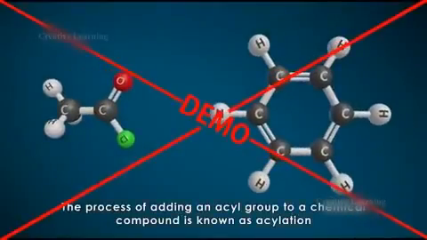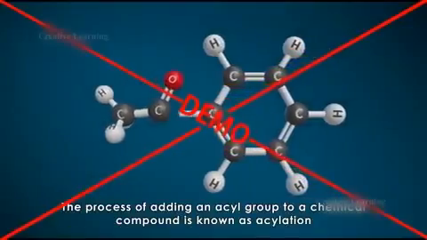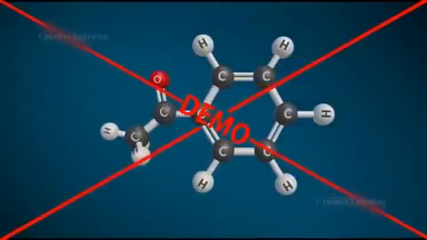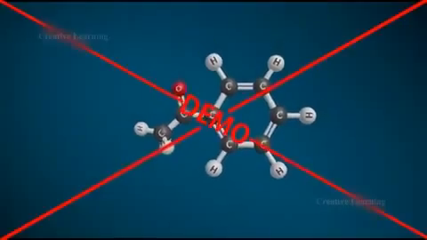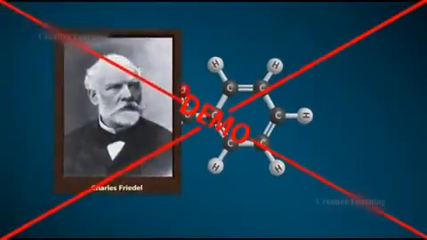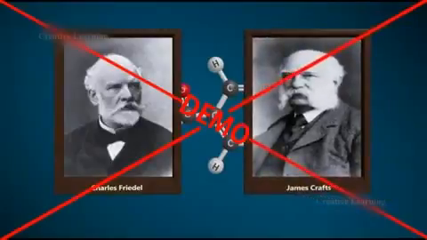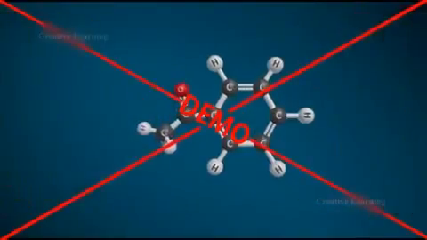In chemistry, the process of adding an acyl group to a chemical compound is known as acylation. The Friedel-Crafts acylation was first discovered in 1877 by chemists Charles Friedel and James Crafts.